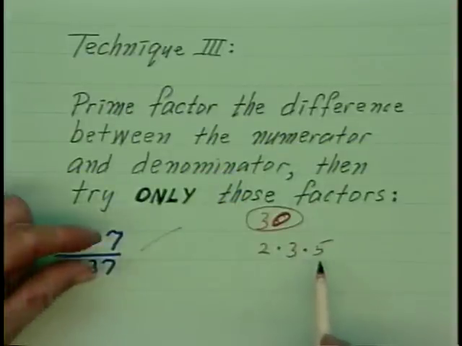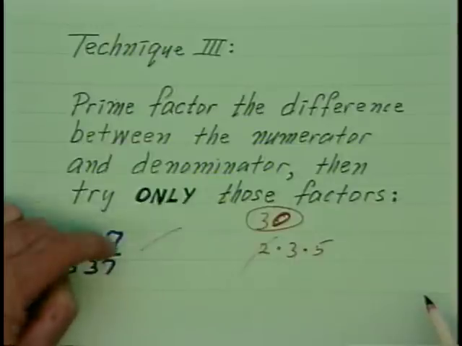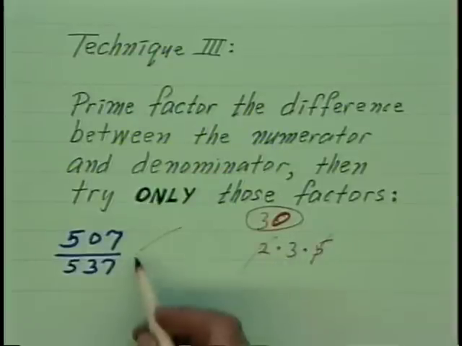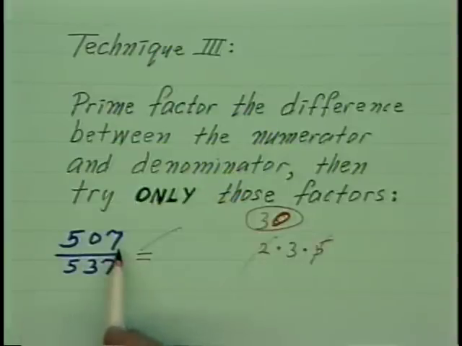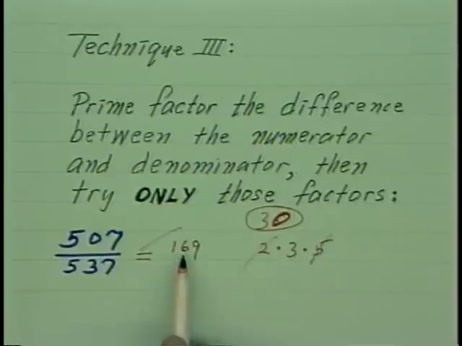Well, we can see since these aren't even that 2 won't work. Since it doesn't end in 0 or 5, the 5 won't work. So that leaves only the 3. And using the divisibility test, 5 and 7 is 12, which is divisible by 3. So therefore 507 is. So we divide 3 into 507, we would get 169.